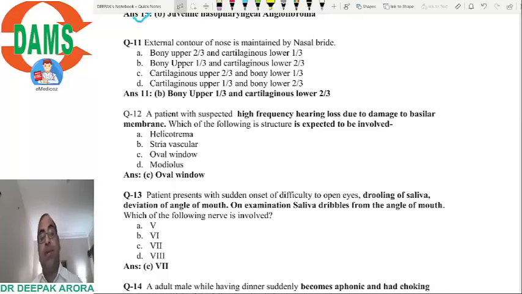Again a previous year MCQ. External contour of the nose is maintained by nasal bridge.